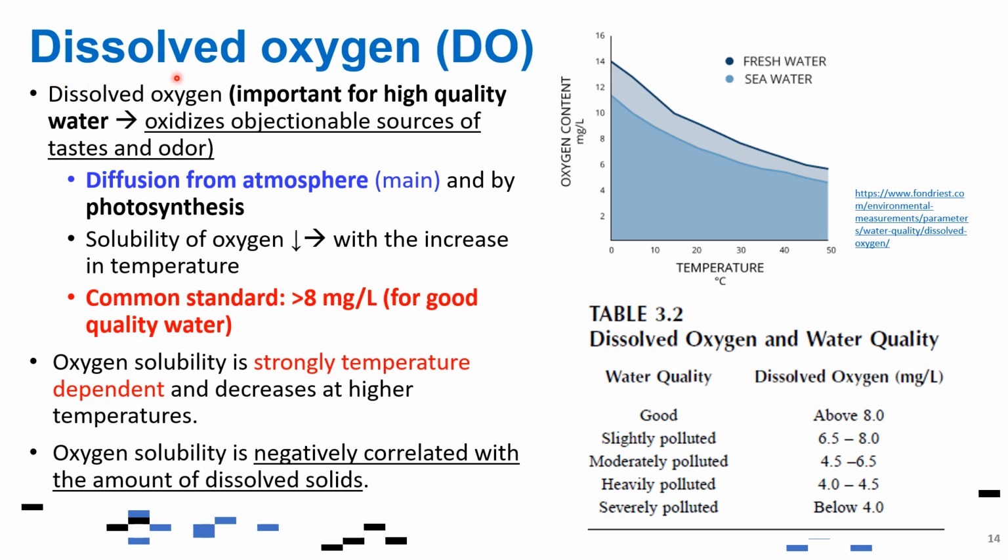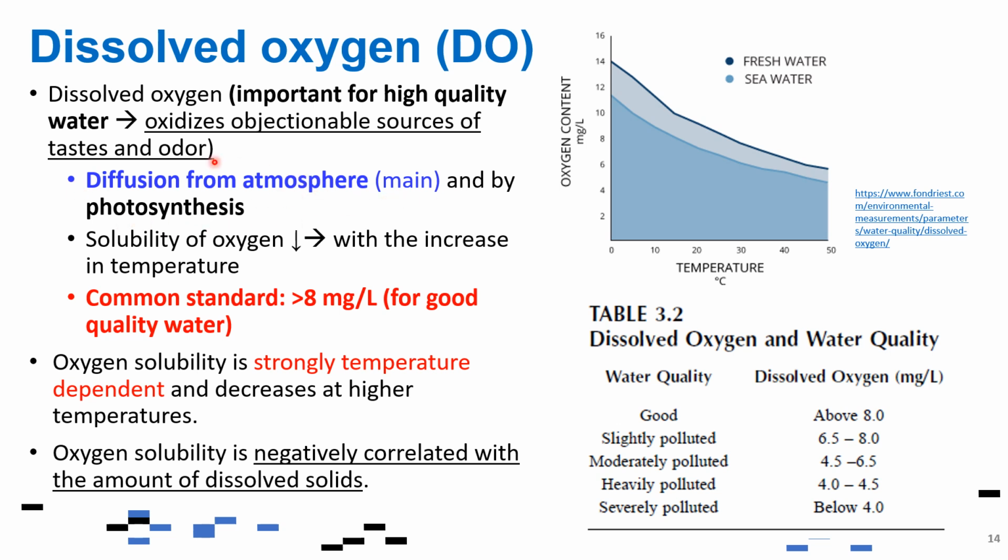Another very important parameter in water quality is dissolved oxygen, or DO. DO is very important to maintain high quality water because it oxidizes objectionable sources of taste and odor. DO mainly refers to the non-compound oxygen, the free oxygen, O2. It has mainly two pathways: one is through diffusion from the atmosphere, and the other is by photosynthesis.